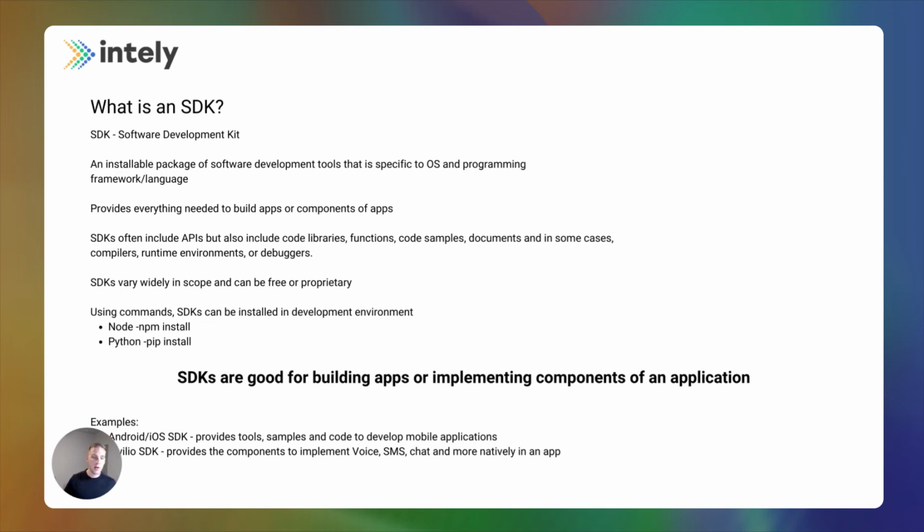SDKs vary a little bit from APIs. SDKs are very good for building apps and implementing pre-built components for an application. Just to summarize, APIs are good for facilitating and serving an application with data, and through communication with another application or software or server. And SDKs really provide the framework and the building blocks to bring previously pre-built functions and components into an application you're building.